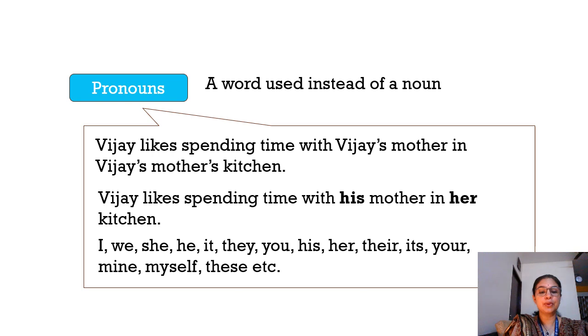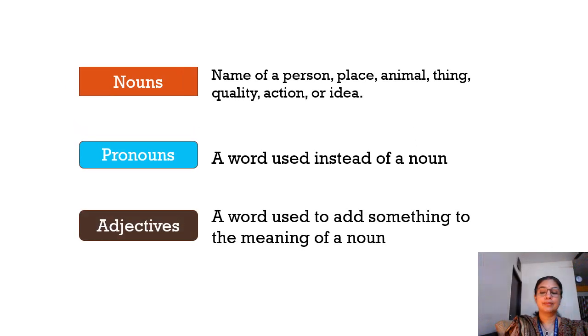Other examples of pronouns: I, we, she, he, it, they, you, his, her, their, its, your, mine, myself, these, etc. Now the third one in the first group is the adjective, a word used to add something to the meaning of a noun.